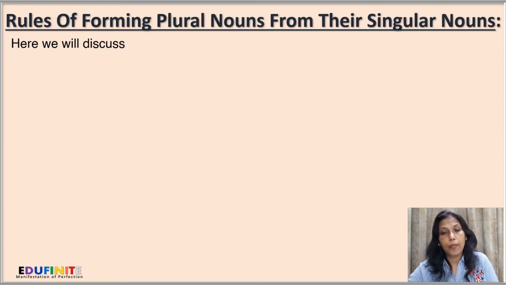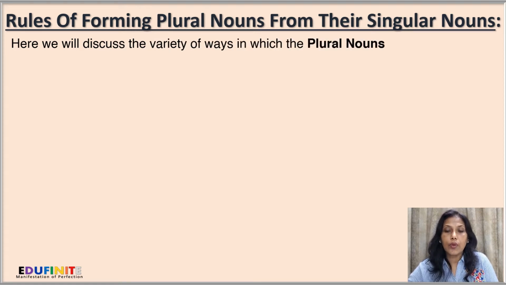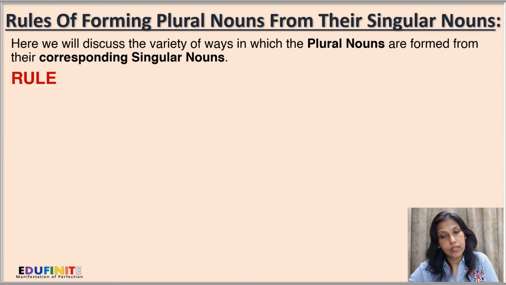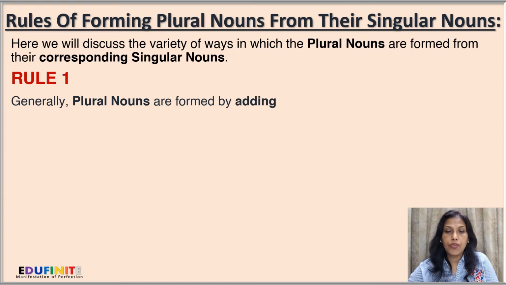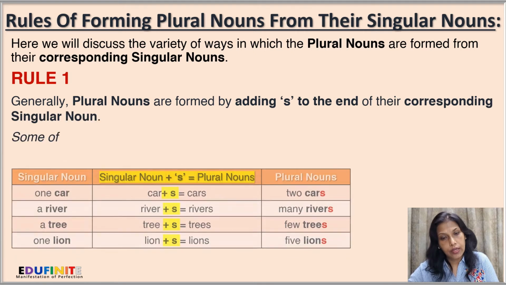The rules of forming plural nouns from their singular nouns. Here we will discuss the variety of ways in which plural nouns are formed from their corresponding singular nouns. Rule 1. Generally, plural nouns are formed by adding s to the end of their corresponding singular noun.